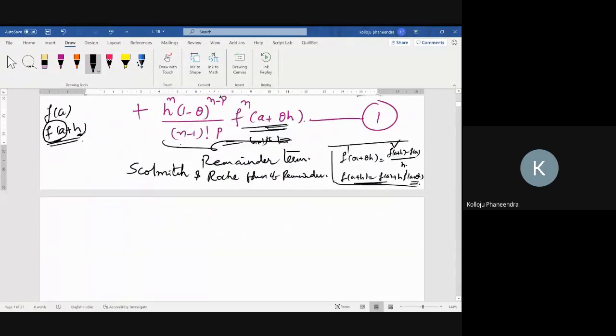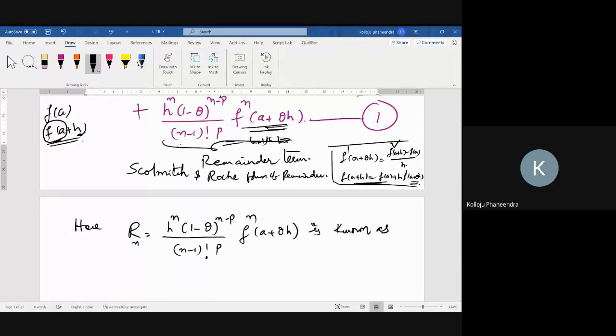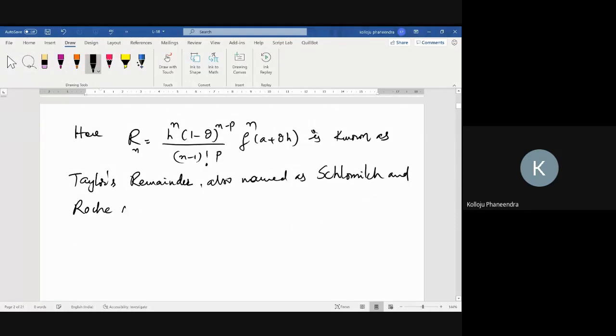And this I am writing here. This Rn, the remainder term, h to the power of n into (1 minus theta) whole power n minus p by n minus 1 factorial into p, f nth derivative at a plus theta h, is known as Taylor's remainder, and also named the Schlomilch and Roche form of remainder. Take this as expression 2.